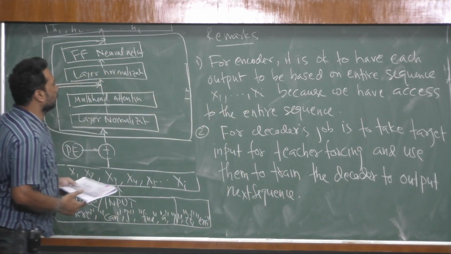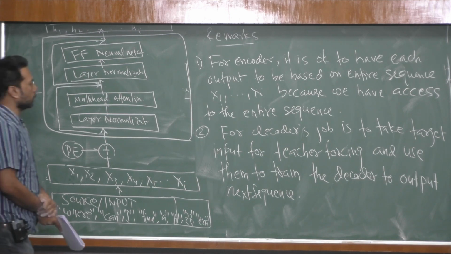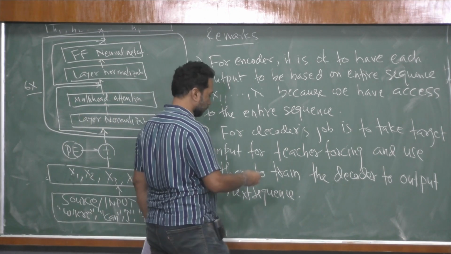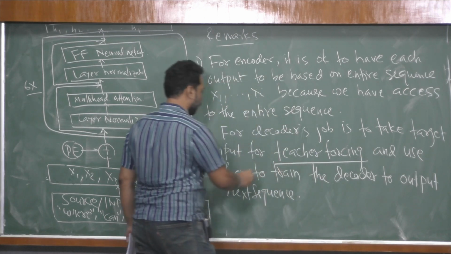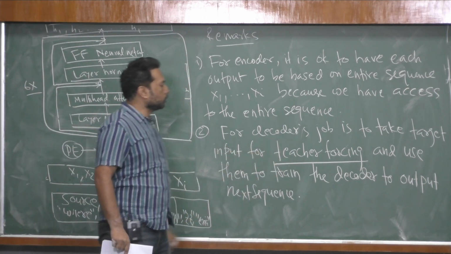Okay, so the encoder's job is to encode, and it does have access to all the tokens in the input sequence, but the decoder's job is to take a target input for teacher forcing. If you recall teacher forcing, we use it to train the decoder to output the next sequence. So let us say I'm training a decoder to translate the given sentence into some other language, like French.